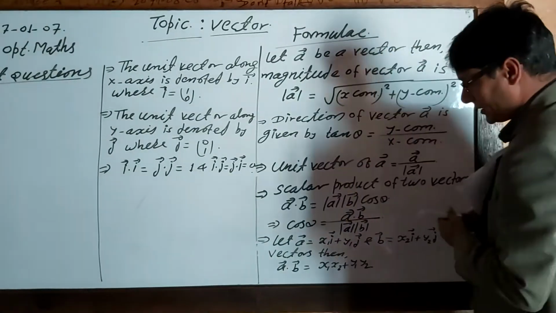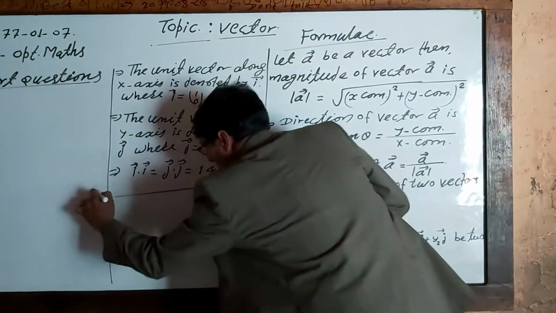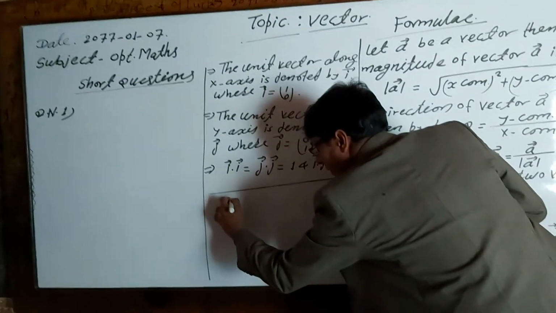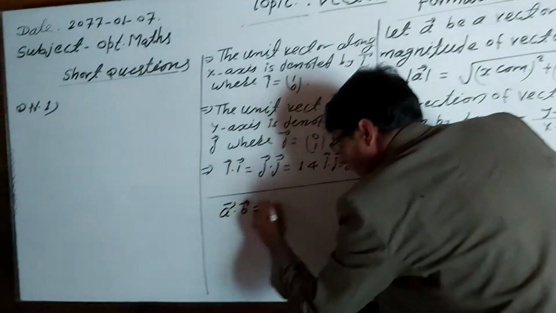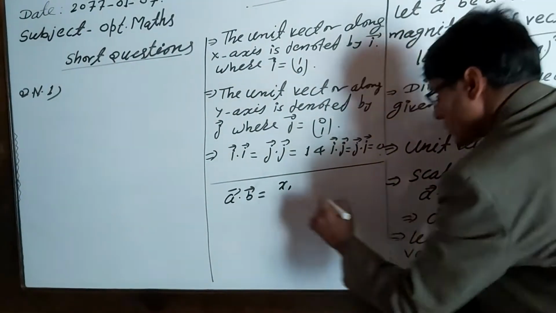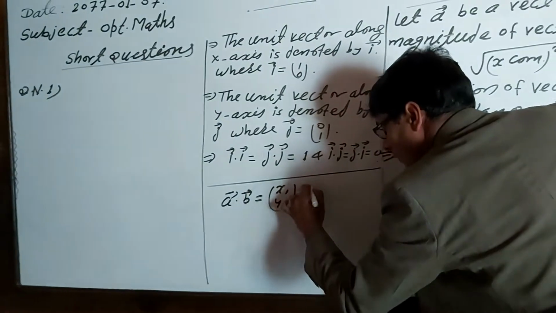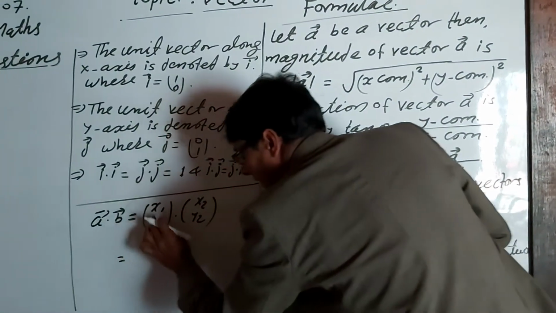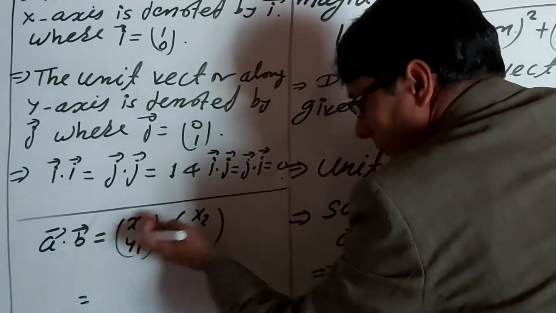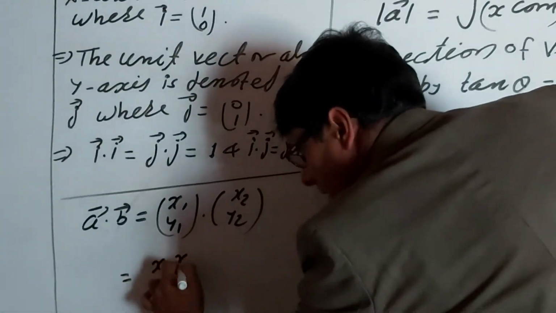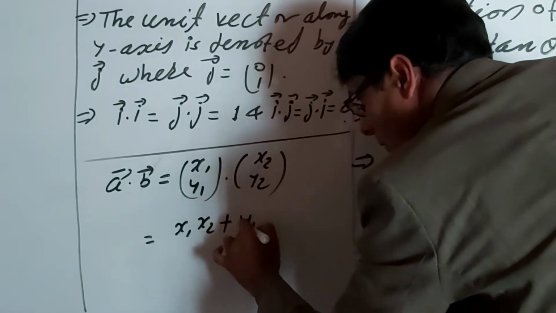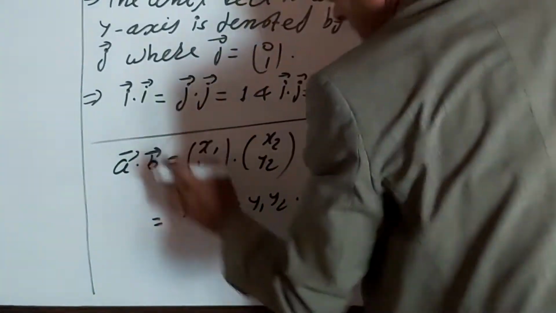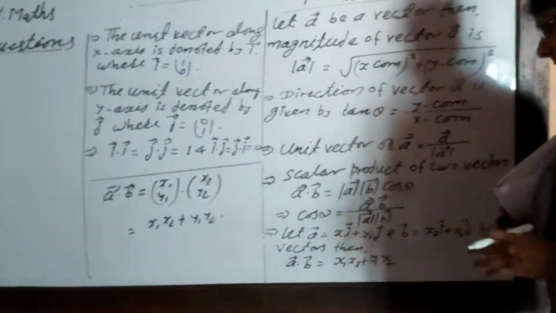Look at the board please. Here A dot B equals (x1, y1) dot (x2, y2). After that, we can write x1 into x2 plus y1 into y2. Yes, we can write this formula. We can prove this formula.